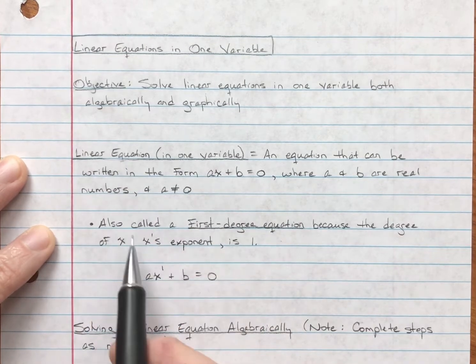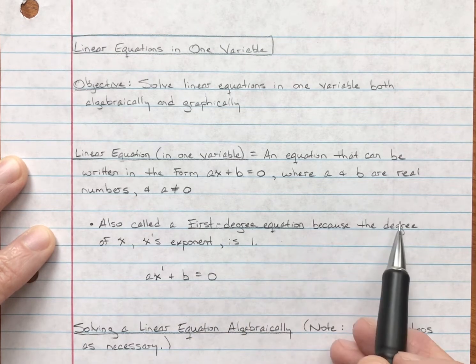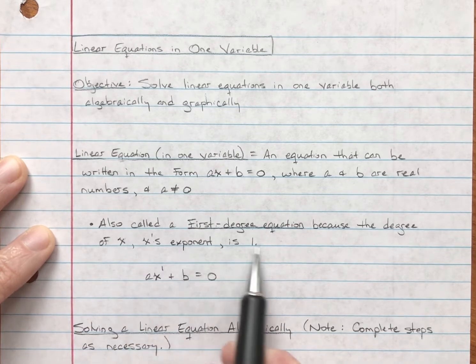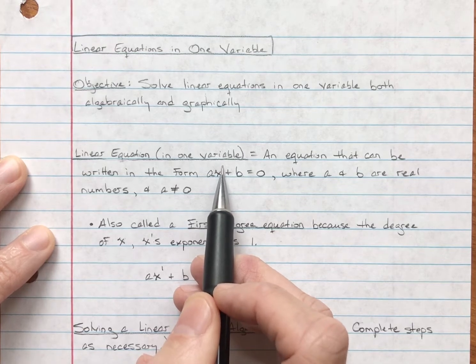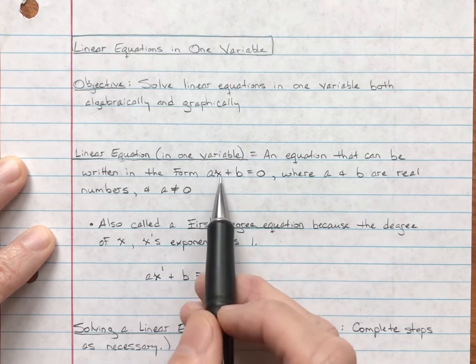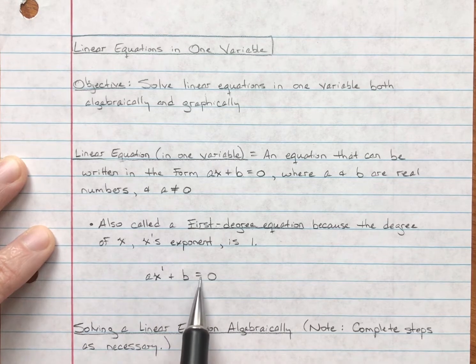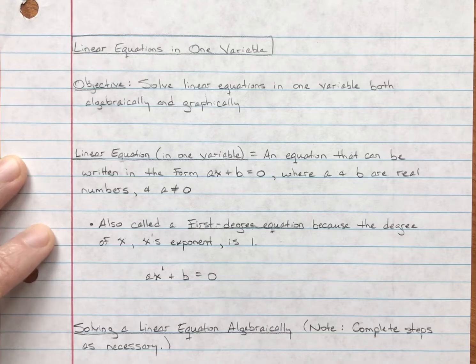A linear equation is also called a first degree equation because the degree of x, in other words x's exponent, is 1. So we look up here, even though there is no exponent written, we know that every variable or term has an exponent, and that's 1. We just don't write it. So we could rewrite this as a times x to the first power plus b equals 0, and there is your first degree. The highest degree of the exponent is 1, so it is a first degree equation.